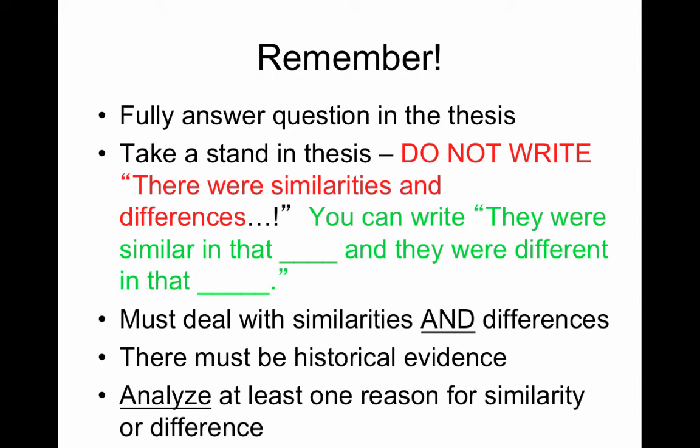Like I said on the previous slide, don't just say they were similar in economics and different in politics. Try to say they were similar in economics in terms of their trade, however they differed in their agriculture, and then go on to a second sentence and divide up the political. The more you subcategorize, the more analytical it's going to be, but don't go so far that you're writing details. Save your details for your essay.